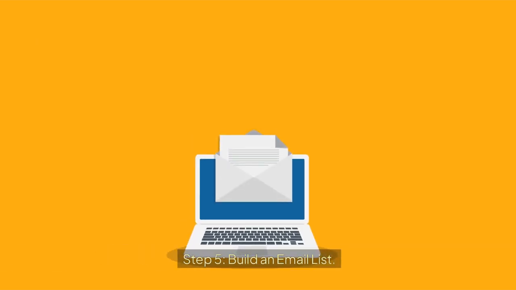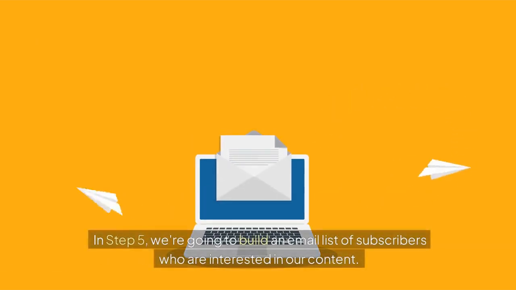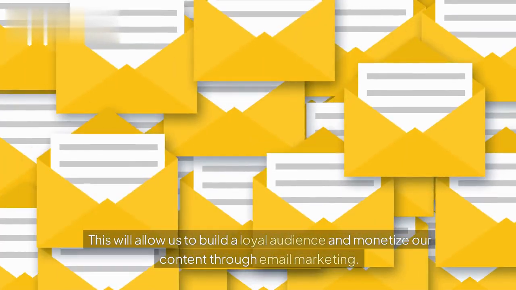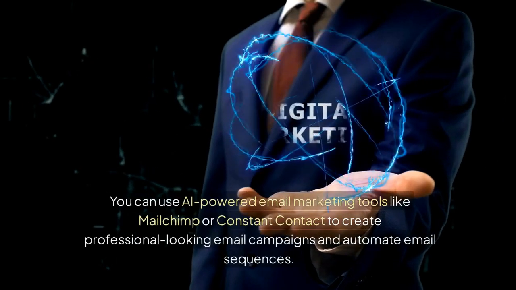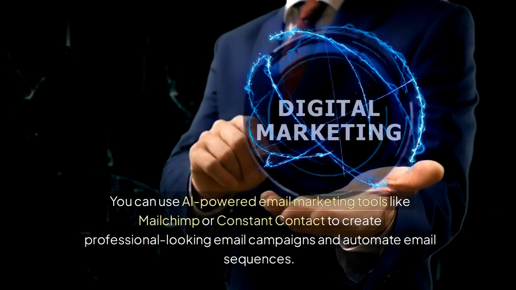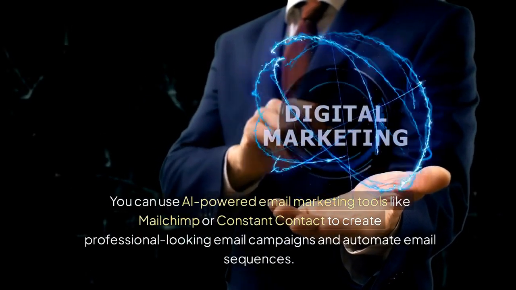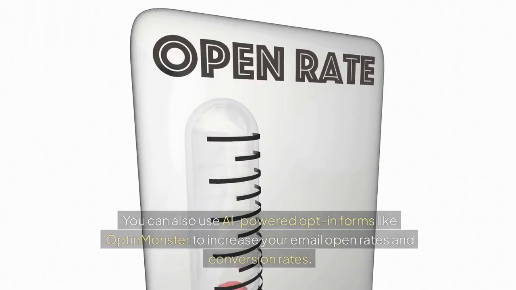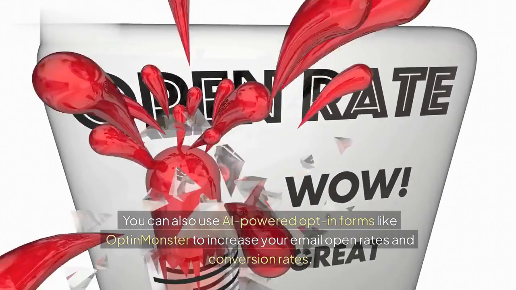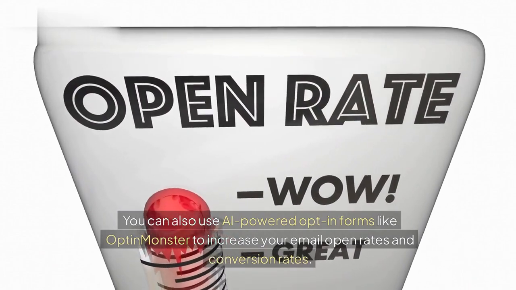Build an email list. In Step 5, we're going to build an email list of subscribers who are interested in our content. This will allow us to build a loyal audience and monetize our content through email marketing. You can use AI-powered email marketing tools like MailChimp or Constant Contact to create professional-looking email campaigns and automate email sequences. You can also use AI-powered opt-in forms like Opt-in Monster to increase your email open rates and conversion rates.